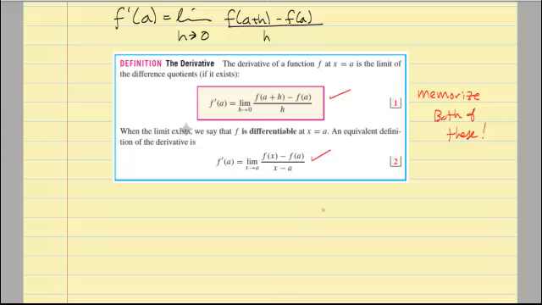Now, because the slope of the tangent line is given by f prime of a, the equation of the tangent line is pretty easy to find as well.